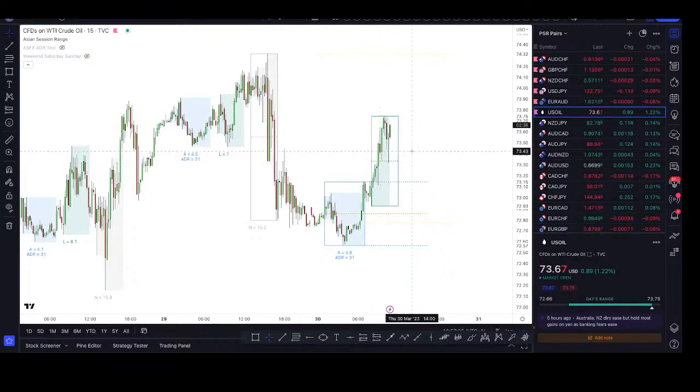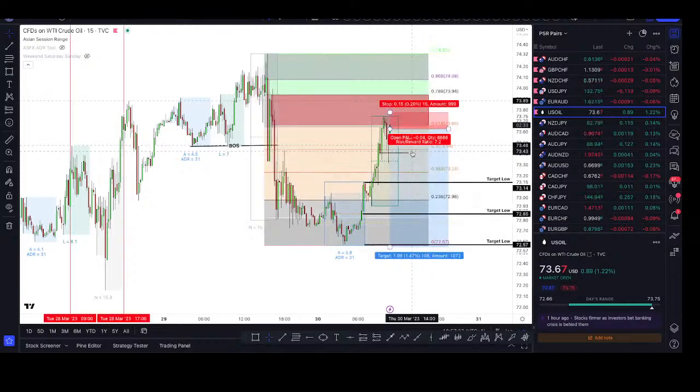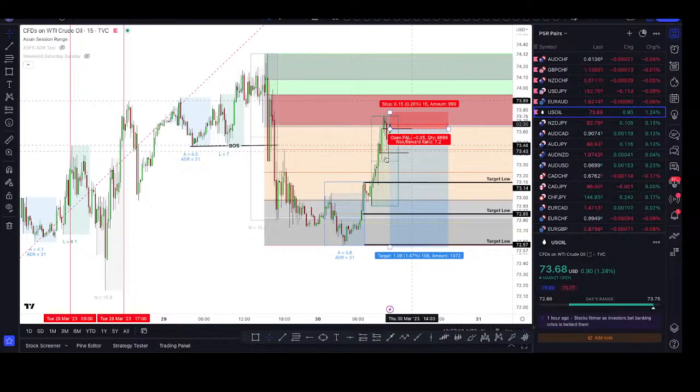So this is the thing. When you go 5-minute, you're going to get more fake outs. Obviously your RR has got to be higher on 5-minute charts, but then you'll get more fake outs. So you have to be careful.